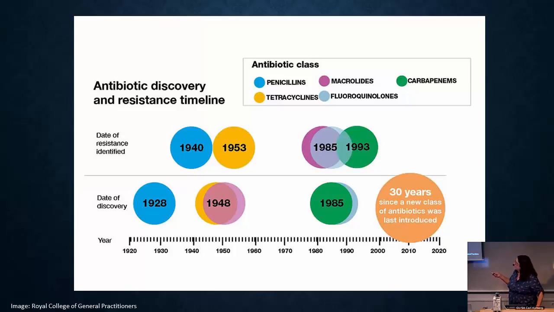Because if you then look at the second line, which is the date that resistance was identified for each of these different classes of antibiotics, you can see that it's extremely close in time. In 12 years, they found resistance to penicillins. In just a few years, they found resistance to tetracyclines and macrolides, etc. Or sorry, tetracycline. Macrolides took a bit longer. In the case of fluoroquinolones, if I remember correctly, it was actually found before it was released. So it's extremely rapid.